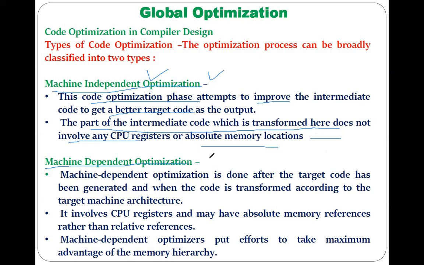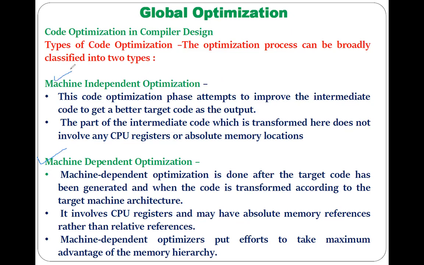And the second category, which we have already studied, is machine dependent optimization. This is the optimization which is done after the target code is generated. And while doing the machine dependent optimization, we have to think about the machine's CPU registers, their instruction set, memory, etc. Understood. So machine dependent optimization is generally optional. But machine independent optimization generally gets performed through the compiler so that our code can be improved and the execution speed of the program can be improved.